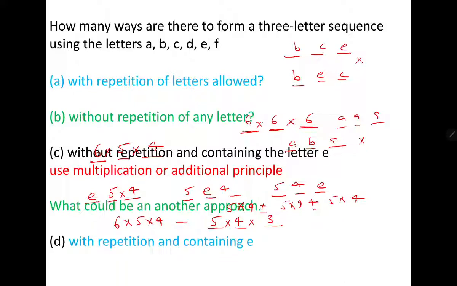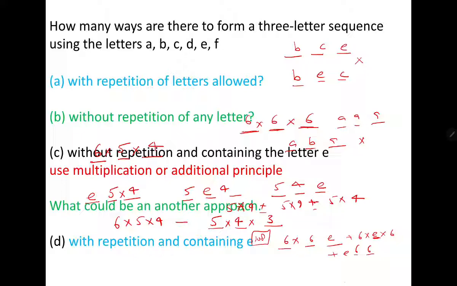With repetition and containing E. In this case, one possible approach is 6 cross 6, and then E is in one position, plus 6 cross E cross 6, and then at the first position also E can be there, so 6 cross 6, which is 108. Now this is the first thought when we try to solve it. Now think over it: do you find any error in the solution, which means the number 108?